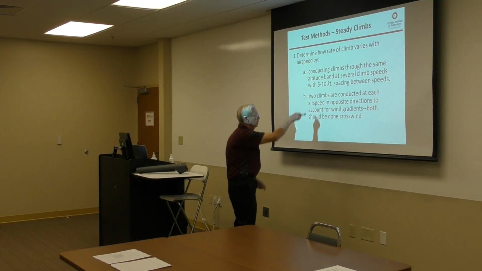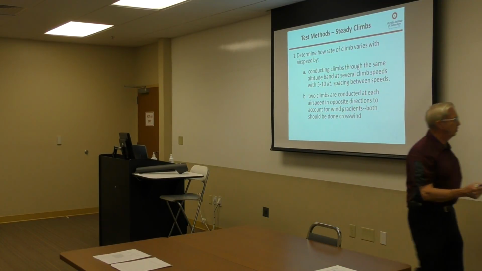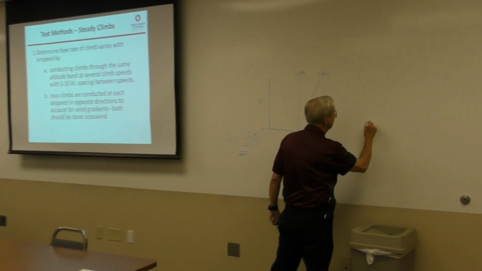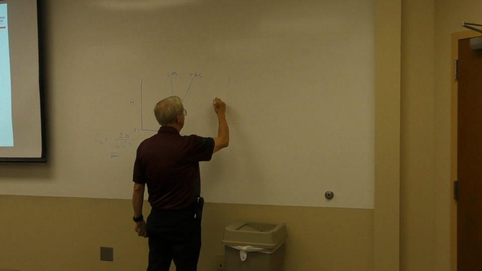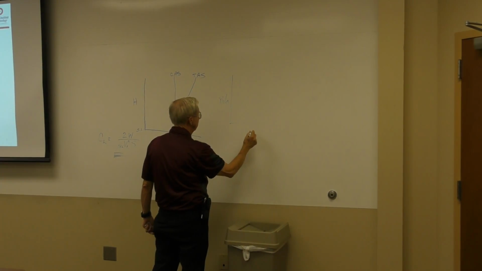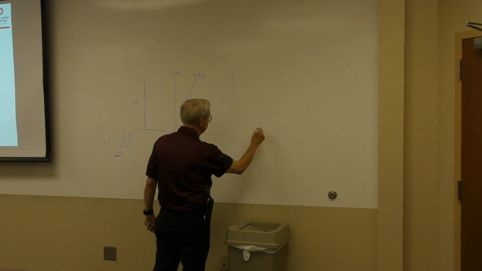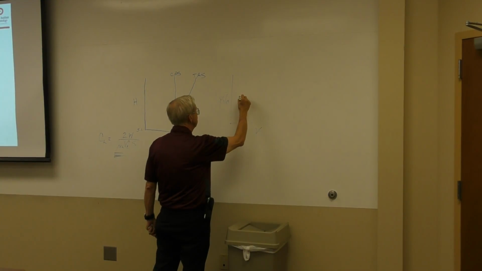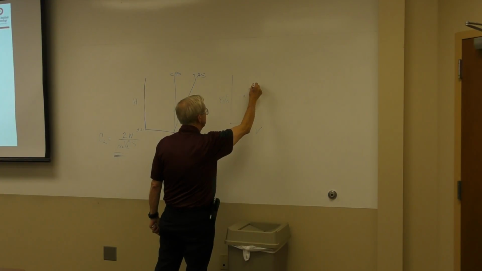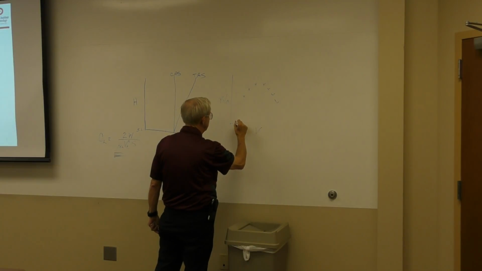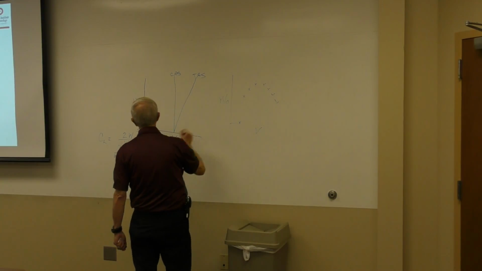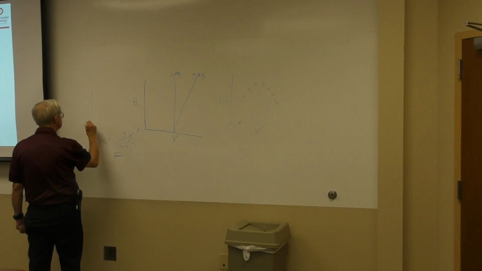Anyway, what we're going to do with this, and you may have seen this before, I'll draw another chart up here on the board. This is rate of climb, and this is airspeed. We're going to get several different climbs to try to develop a curve that looks something like this. But our initial plots will look something like this.